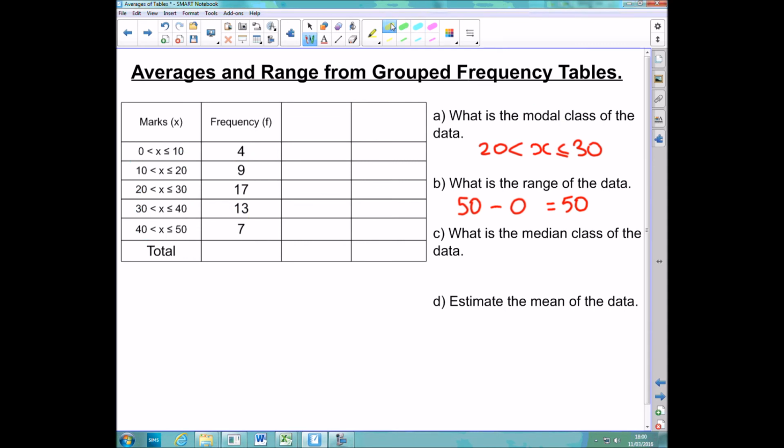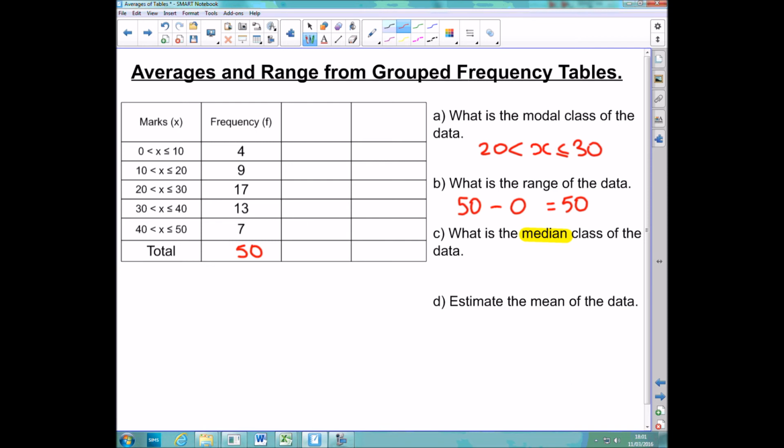Now the next question is asking for the median class. So this is very similar to the modal class that I had at the top here, only this time it's based on the median. Again, I'm going to use the same technique that I did in the last question. I'm going to add up all of these frequencies here to find out how many students in total there were. And there were 50.